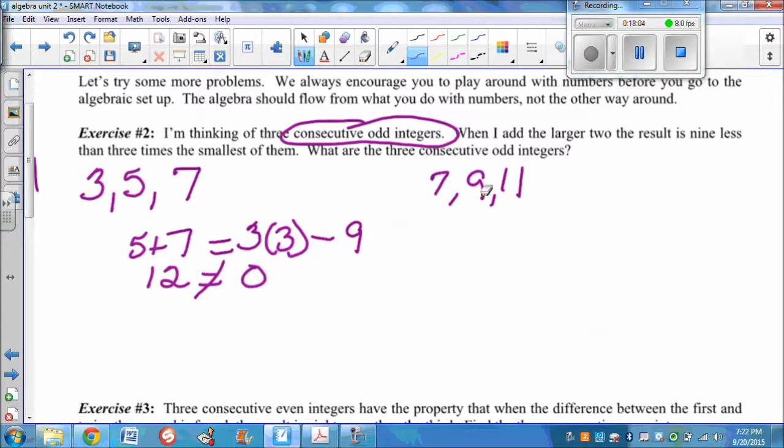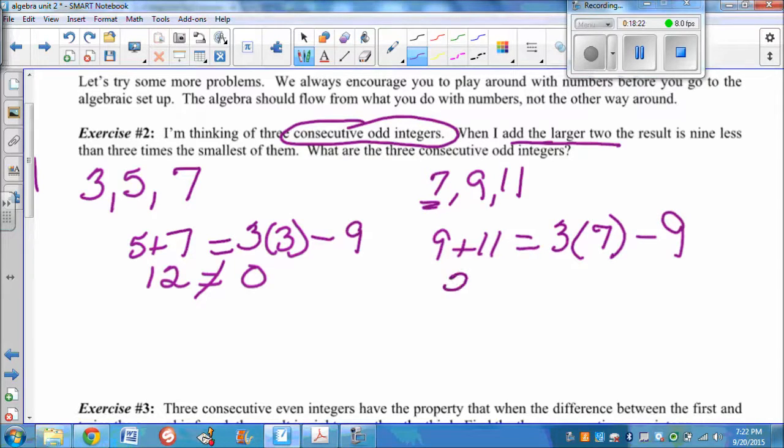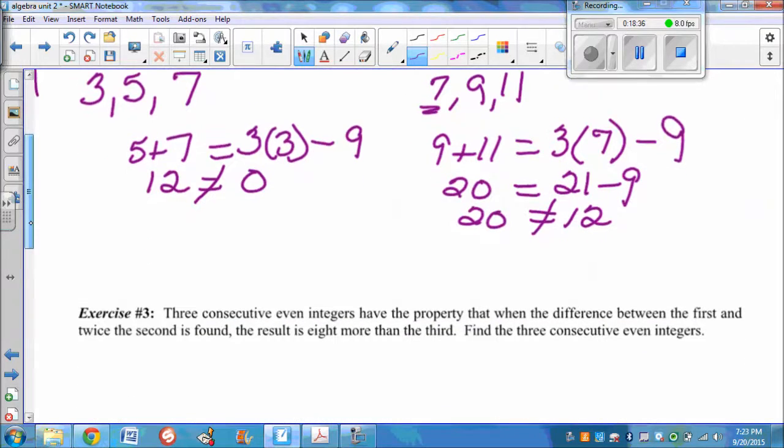So if we add our 2 larger numbers, because it says add the 2 larger numbers, 9 plus 11, the result is 3 times the smallest, so my smallest is 7, 9 less than that. So this gives me 20. This is 21 minus 9, that's going to be 12. That doesn't equal 20. So you get the idea of playing around with the familiar. Now let's go to the abstract.